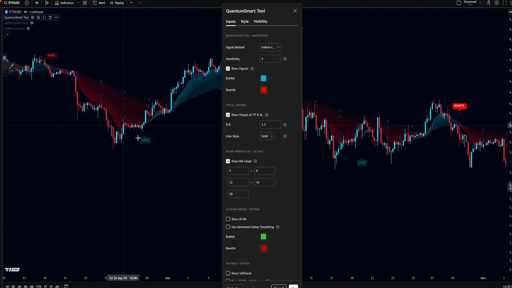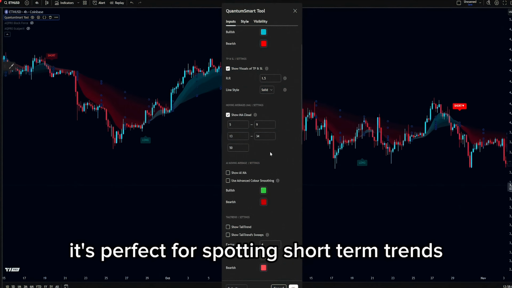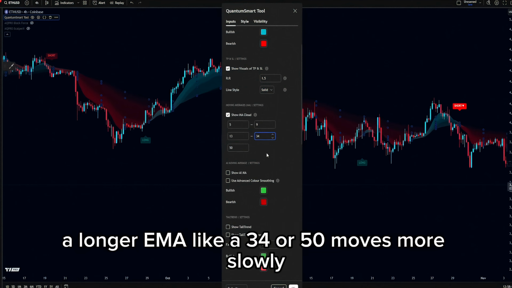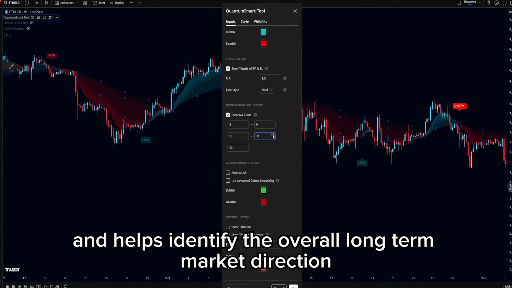Here's how it works. A shorter EMA, like a 5 or 9, reacts quickly to price movements. It's perfect for spotting short-term trends and quick shifts in direction. A longer EMA, like a 34 or 50, moves more slowly. It smooths out the noise and helps identify the overall long-term market direction.